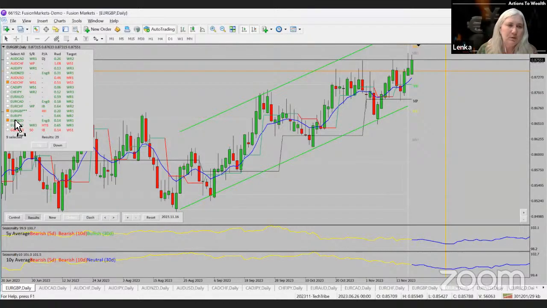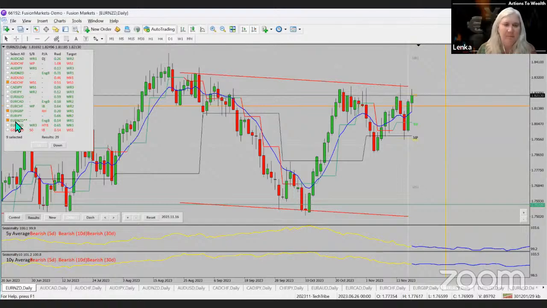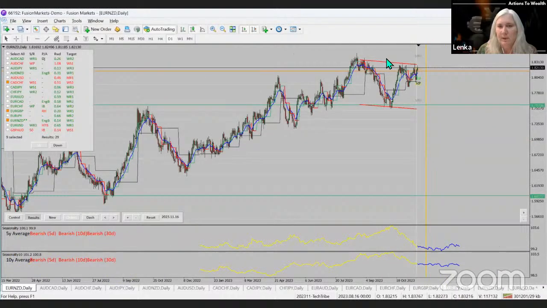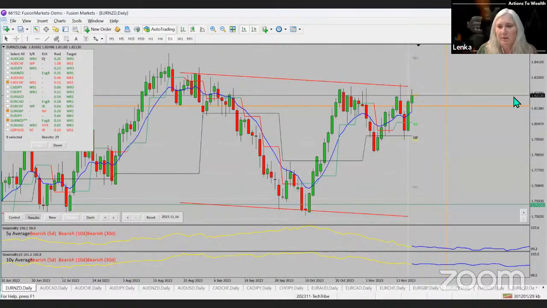Next one is Euro New Zealand. And Euro New Zealand, I'm looking for short opportunities here. So at the moment, we are in a bit of a range with this. But we did have a lower high from the previous, and we already had a lower low. And now we are in basically this range here.